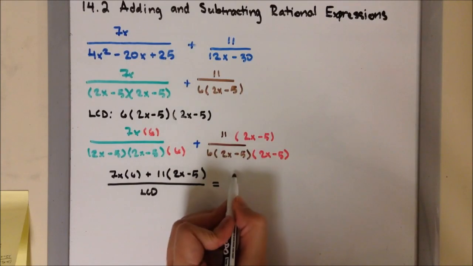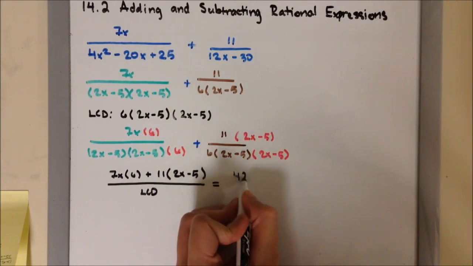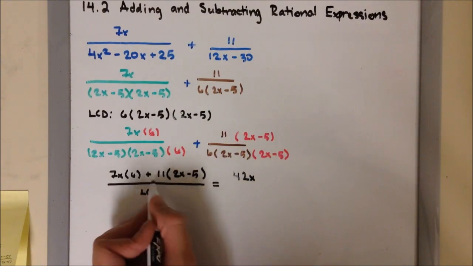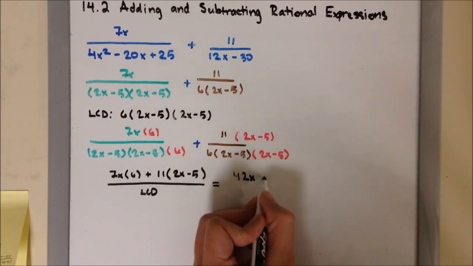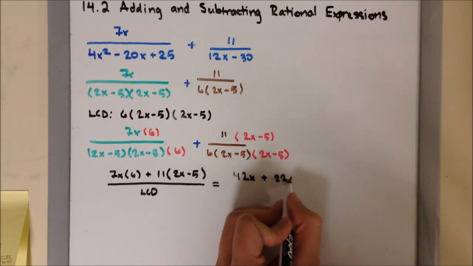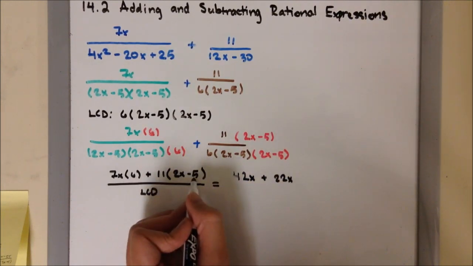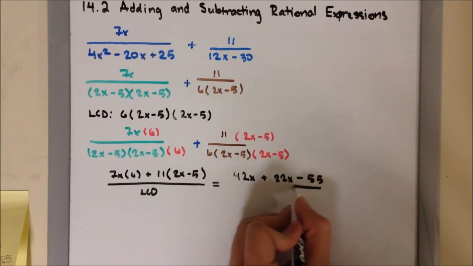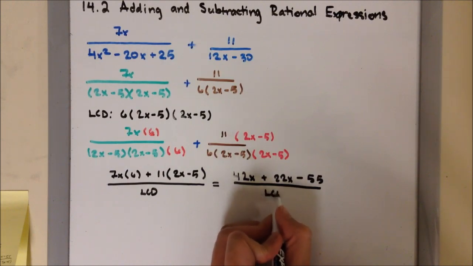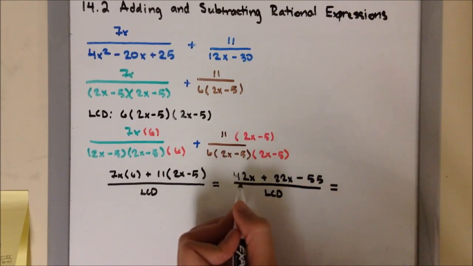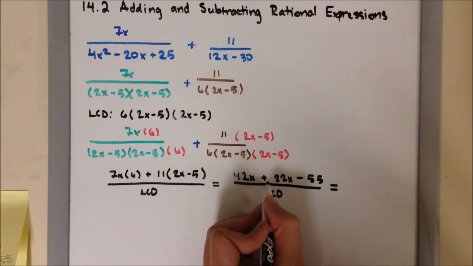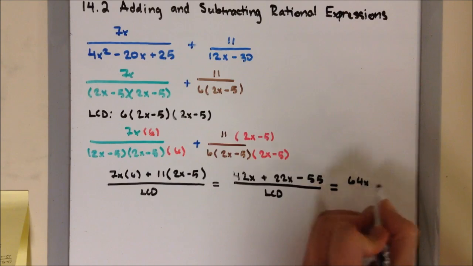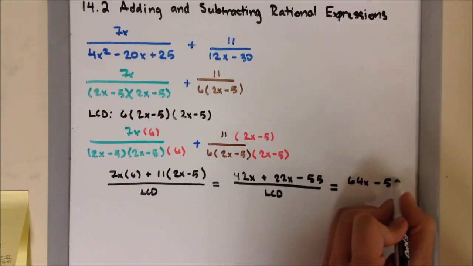Alright, continue working with the top. 7x times 6 is 42x, plus 11, that means positive 11. So positive 11 times 2x is plus 22x. Positive 11 times minus 5 will be minus 55 over the LCD. Now we're going to combine like terms. The only thing I can combine is the 42x plus the 22x. That will be 64x minus 55.